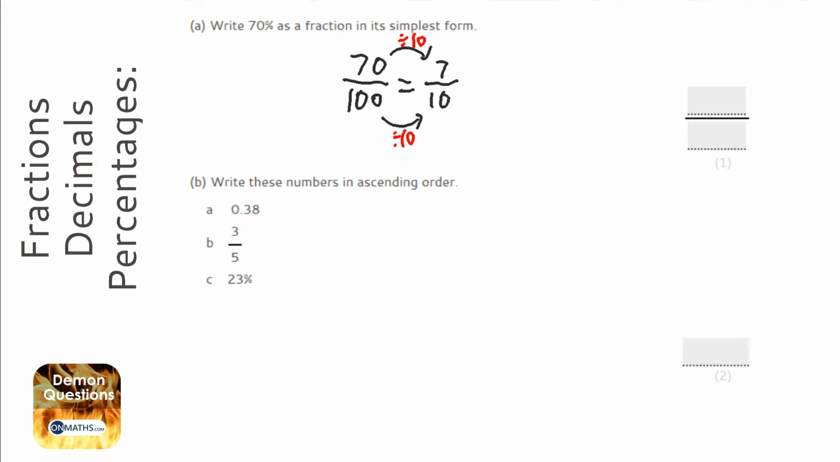Then looking at that, there's nothing more I can do because 7 is a prime number and 7 doesn't go into 10. So my answer is going to be 7 over 10.